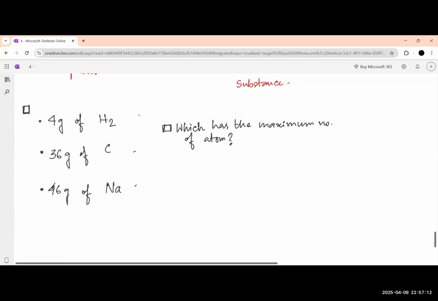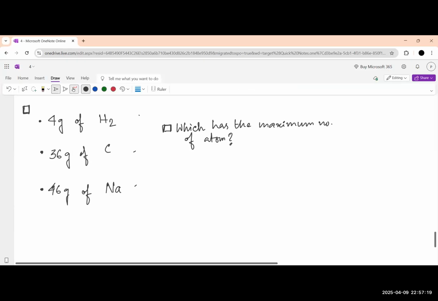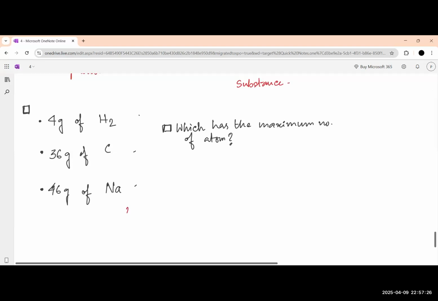I don't remember the atomic mass of sodium. Okay, okay. Last class I told you to remember till calcium, na? Yes, ma'am. Number of protons is 11. Number of neutrons is 12. Then what is the atomic mass? 23. 23. Okay. Now calculate.